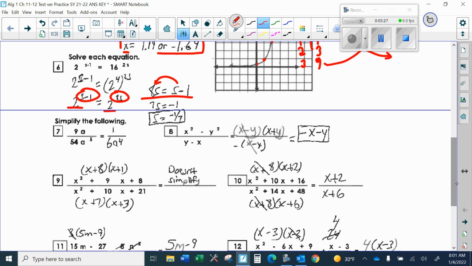Number 7, 9 over 54 reduces to 1/6. And here I have 1a and I have 5 in the denominator, so I have 4 more a's in the denominator. Okay, that 1 cancels out with one of those to drop it down to a 4.